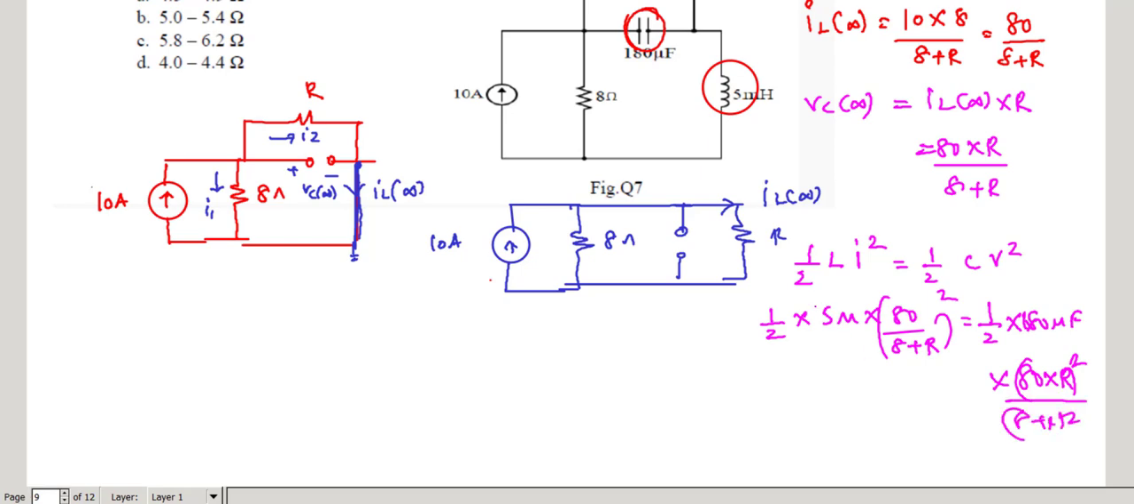If you equate this, half cancels, 80 square cancels, 8 plus R whole square cancels. So R square is something you get. Find R. You get the answer and give the answer in the comment box.